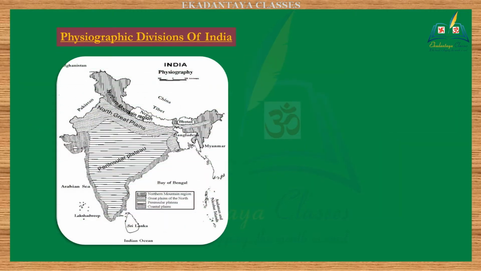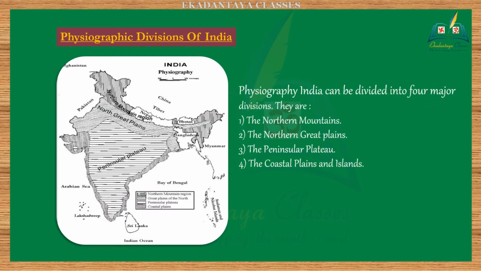Physiographic divisions of India. On the basis of physiography, India can be divided into four major divisions. They are: 1. The Northern Mountains, 2. The Northern Great Plains, 3. The Peninsular Plateau, 4. The Coastal Plains and Islands.